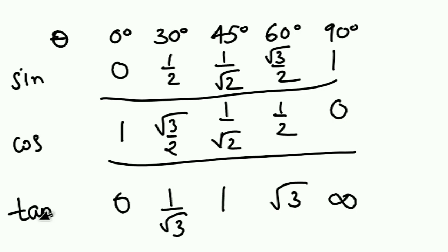Since you know that tan theta is equal to sine theta divided by cos theta, when we divide these values, 0 divided by 1, you get 0, and half divided by root 3 by 2, the denominator 2 gets cancelled, and you get only the numerator values, that is 1 divided by root 3. In the same way, when you divide 1 by 0, since you know that dividing any number by 0 is undefined, we can write it as undefined, or you can also say infinity.